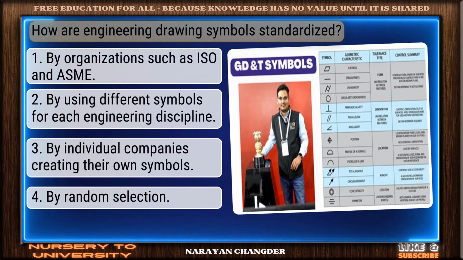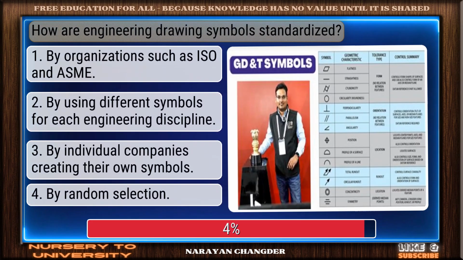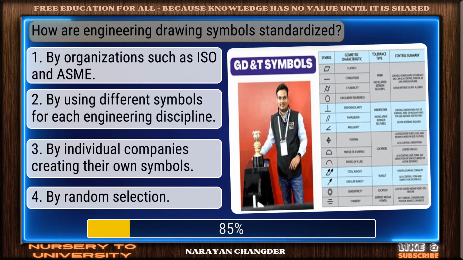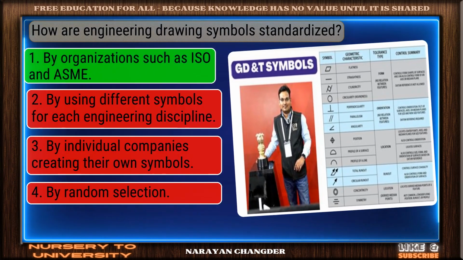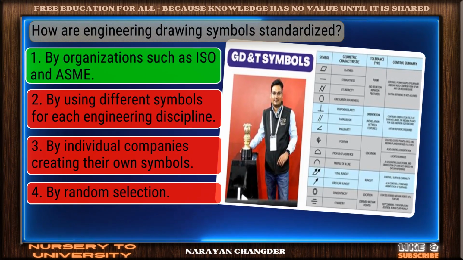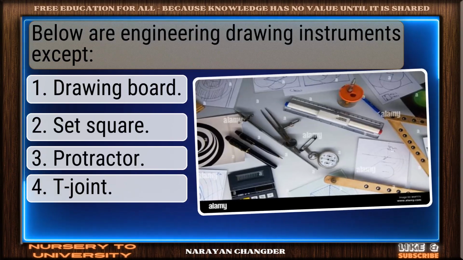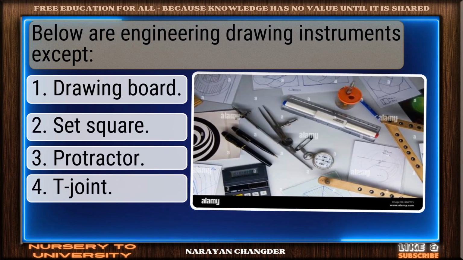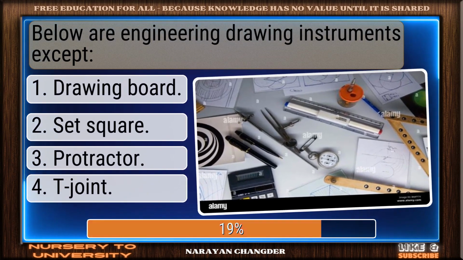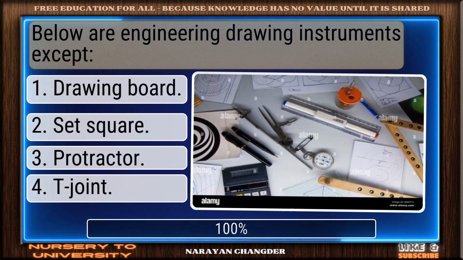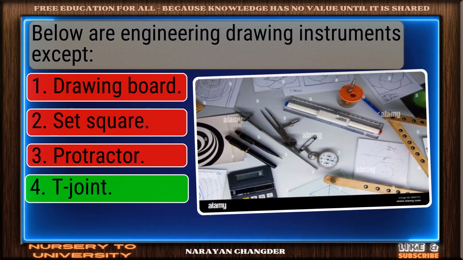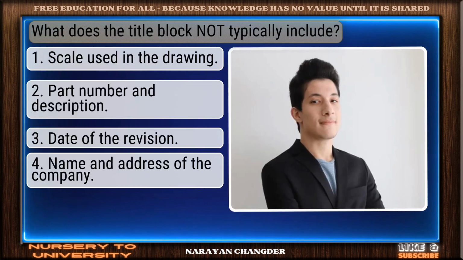How are engineering drawing symbols standardized? Solid response. By organizations such as ISO and ASME is a valid choice. Below are engineering drawing instruments except. You chose T-joint, and it is correct.